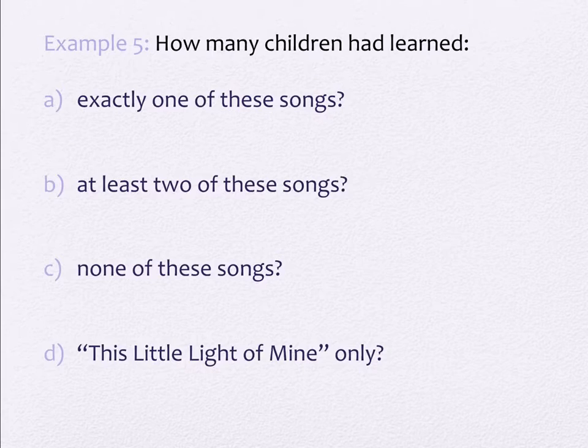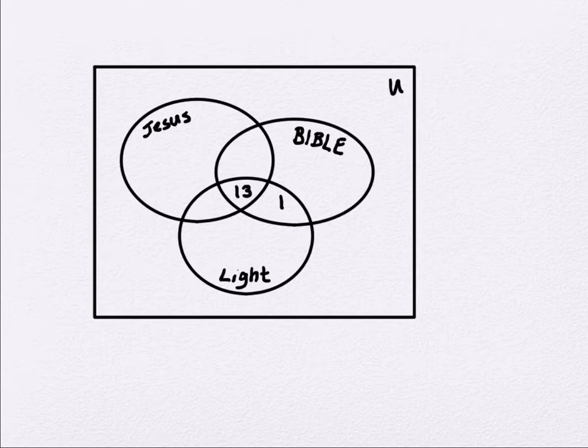15 had learned Jesus Loves Me and the Bible. Jesus Loves Me is on the top left. The Bible is on the top right. So the overlapping region in the middle here already includes the 13. How many more people do I need? You got it, 2.